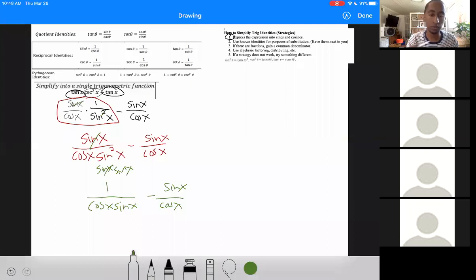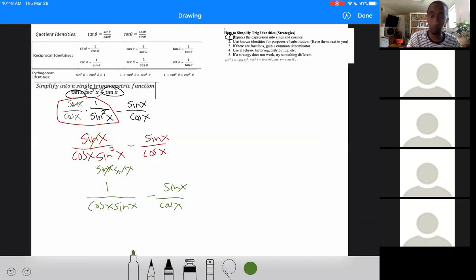We can't cross this and this out, okay? We want to be careful of that because there's a minus sign here. It's only when it's multiplication, because multiplication brings it all together and then you would cross out on top. Subtraction is separate.